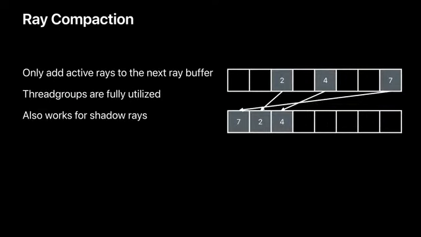Our solution to this is to compact the ray buffers. For every pass, we only add active rays to the next pass's ray buffer. This adds some overhead, but it results in the cache lines and thread groups being fully utilized, so there's less wasted processing and less bandwidth required. It's also important to note that this can be used for shadow rays as well. Some rays will hit surfaces that are pointing away from a light, or they may hit the background, so we won't want to cast shadow rays for them.